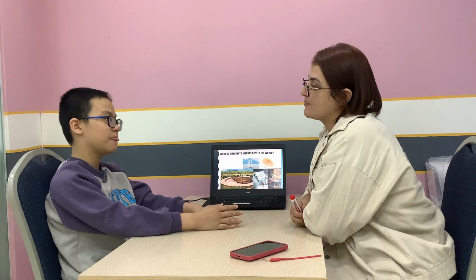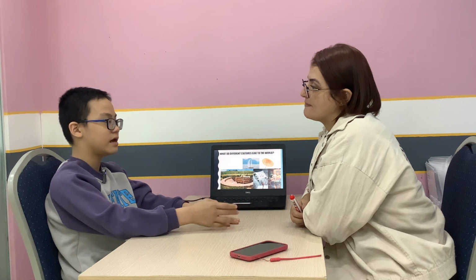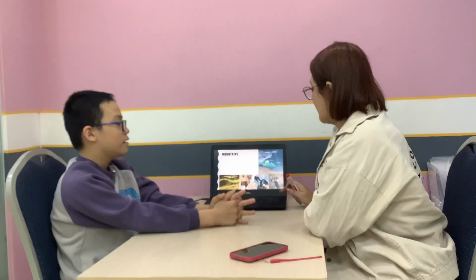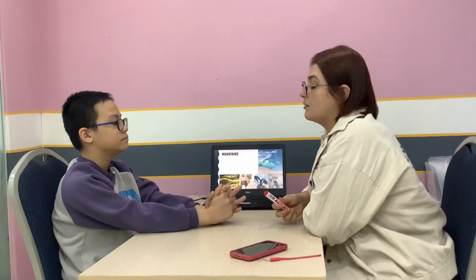Next is pickling, where most vegetables like carrots, cucumbers, or radishes get preserved in pickle juice, which would help preserve them for a lot longer. And third is fermentation, or yogurt. Okay, did you like this unit? Well, I loved it, but not as much as communication. Okay. And now the unit that we're learning, mountains.